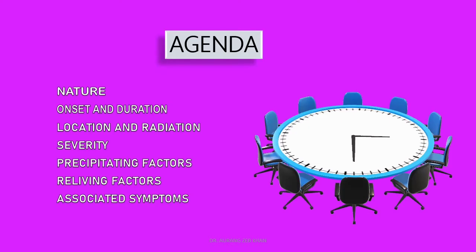To diminish ambiguity, the guidelines recommend using the terms cardiac, possible cardiac, and non-cardiac to describe the suspected cause of chest pain. This is the outline of today's presentation. We will discuss the nature of chest pain, the onset and duration of chest pain, what is the location and where the chest pain radiates to, what is the severity of chest pain, the various precipitating factors, the relieving factors, and associated symptoms with regards to ischemic versus non-ischemic etiologies of chest pain. So let's move on to discuss these terms one by one.